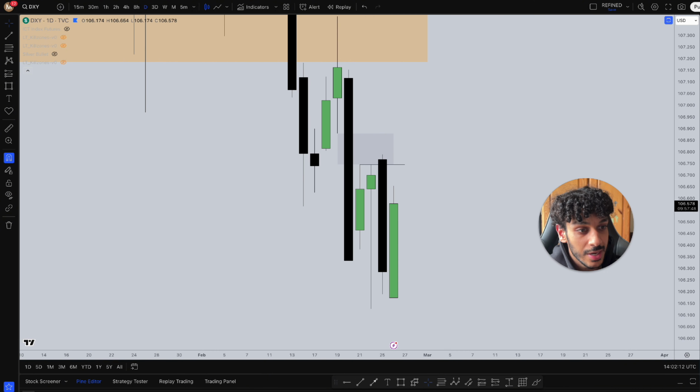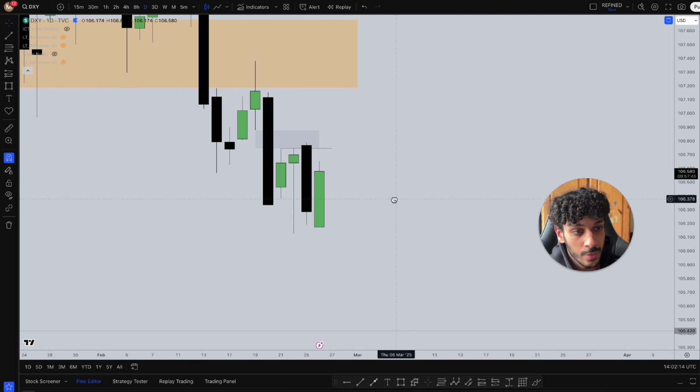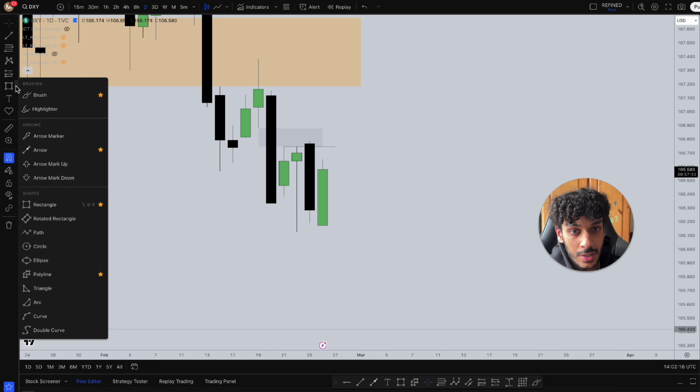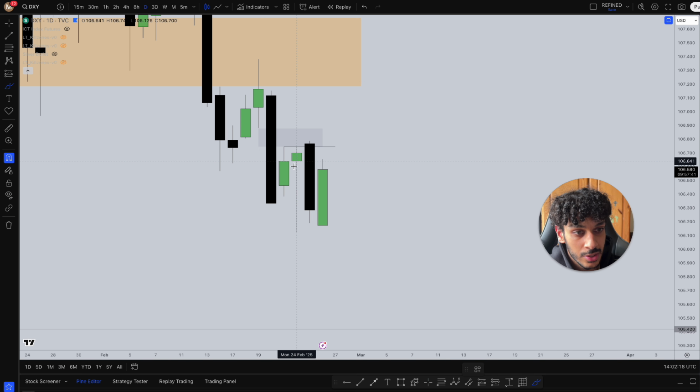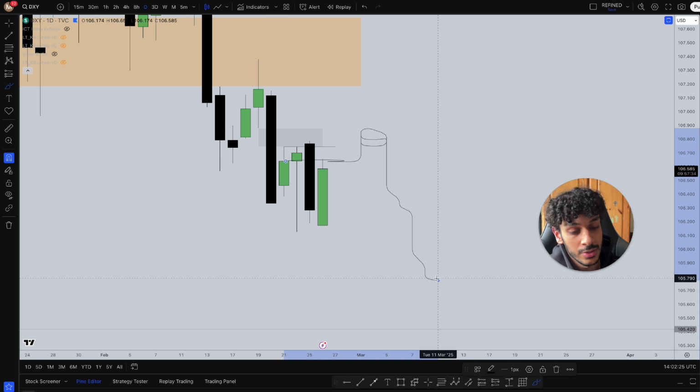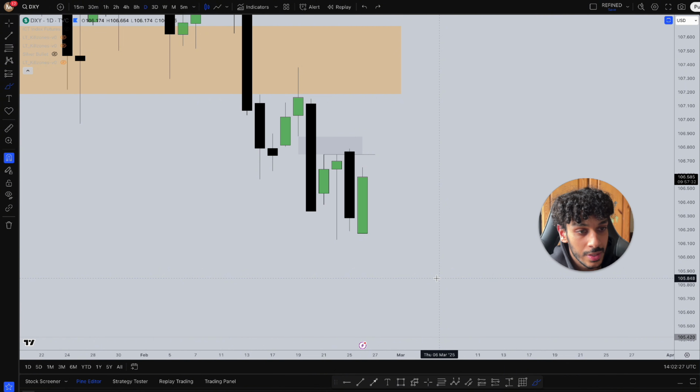So basically I was looking to trade the protraction of the week. My original bias was I wanted to see price start, so this is Monday, I wanted to see price open up around this level, tap this FVG Monday or Tuesday, and then start going lower. That was the idea on the week.